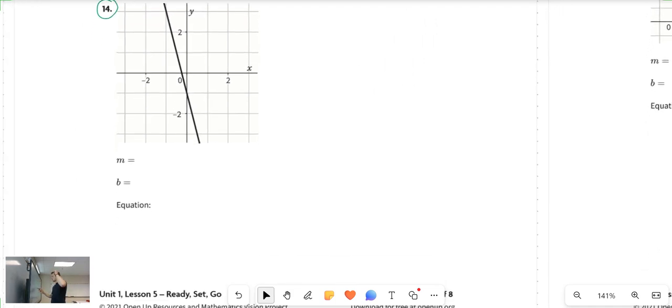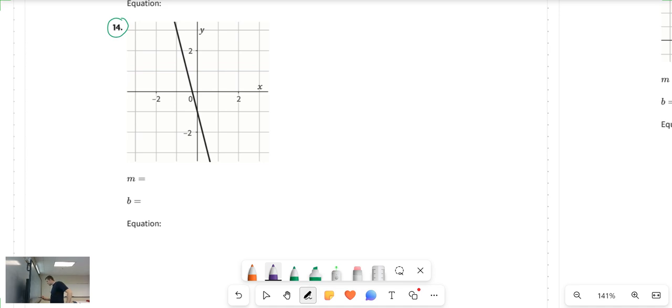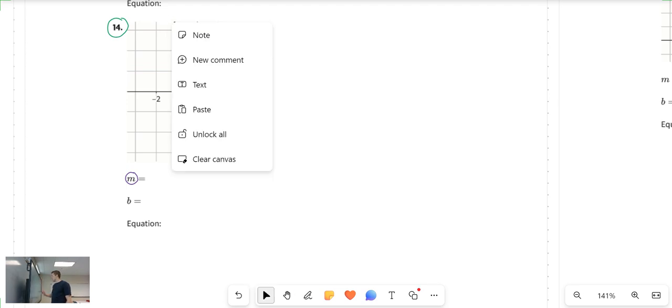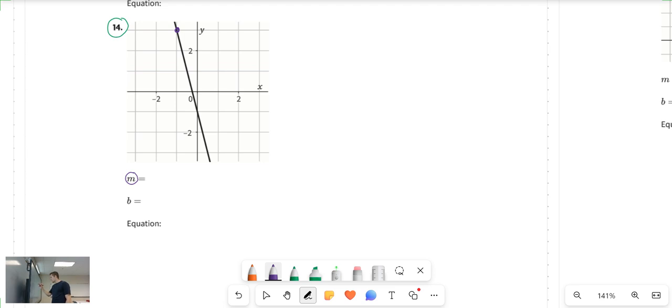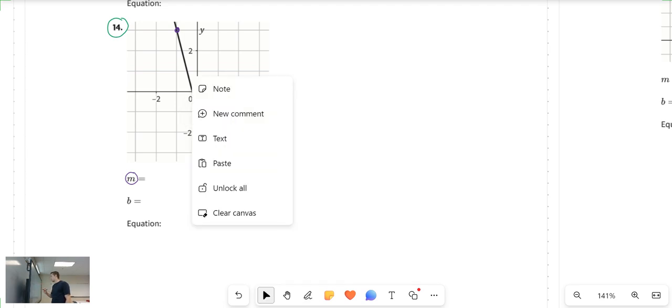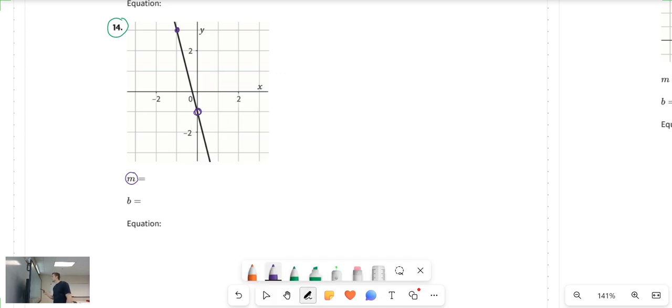All right, we need the slope. So let's find ourselves 2 points that we can use. We'll do the slope in purple, why not? All right, so this looks like 1 point up here, and this looks like another point that it crosses nicely down here. So these points are at, it looks like this is -1, 3, and this appears to be at 0, -1.